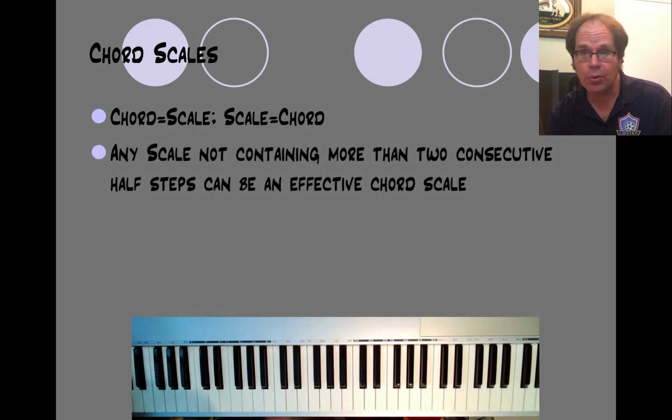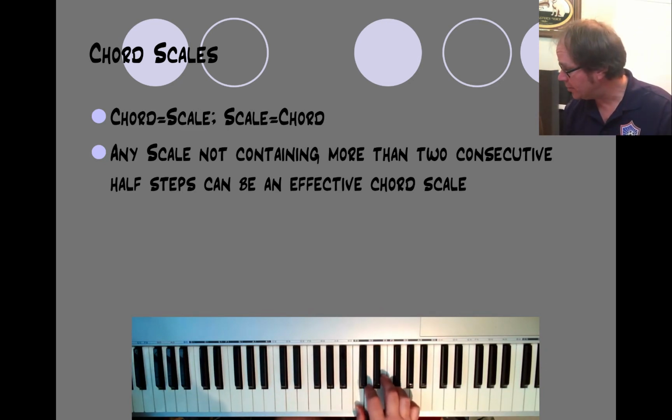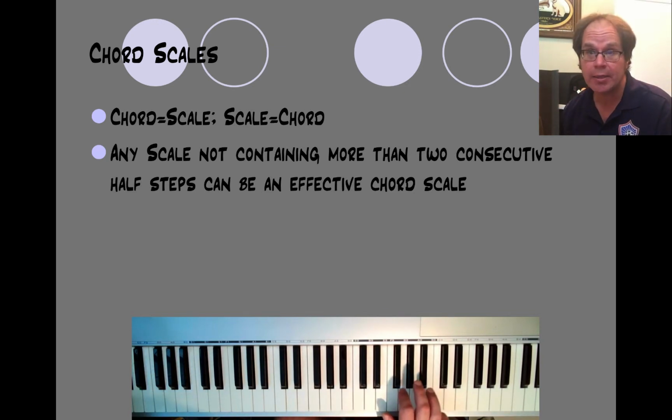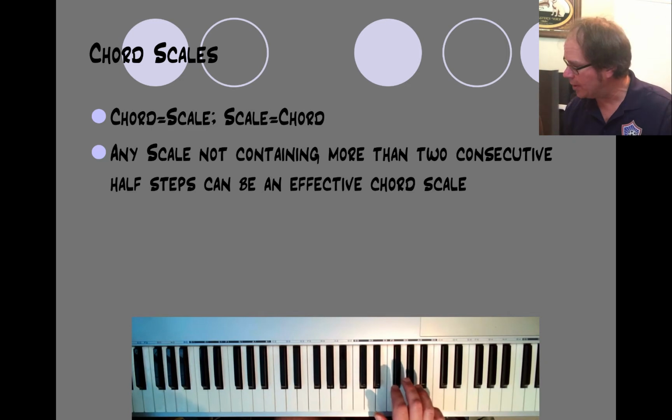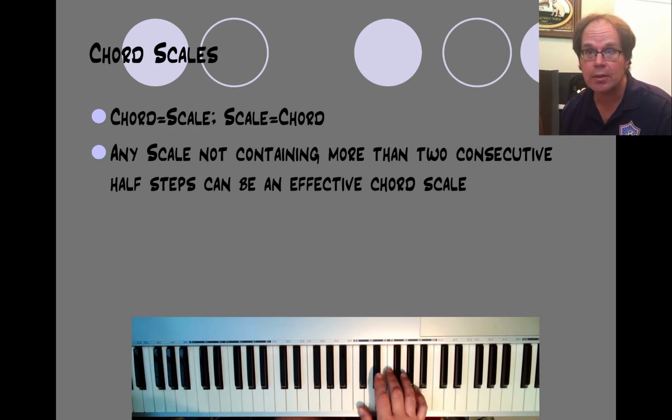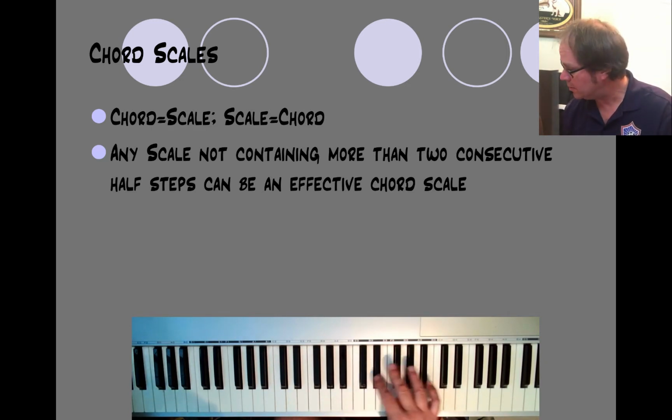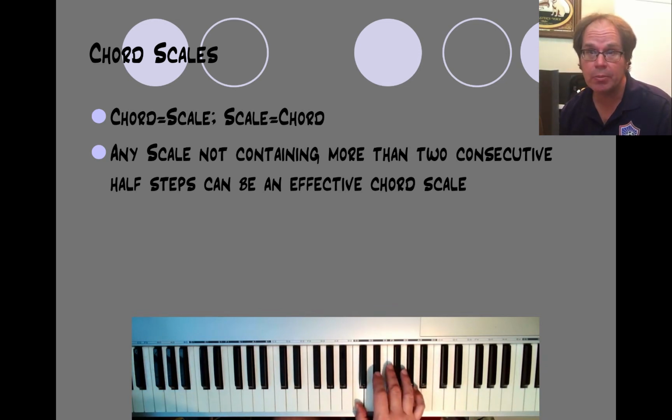What do we use for chord scales? Well, pretty much any scale that does not contain more than two consecutive half steps. So the major scale is actually a really good candidate here. There's one half step there and a half step there, and they are not consecutive. Another familiar scale that we tend to play a lot is this one, which is the good old blues scale.